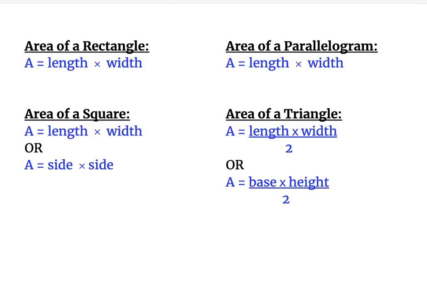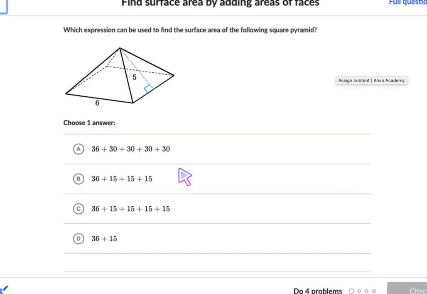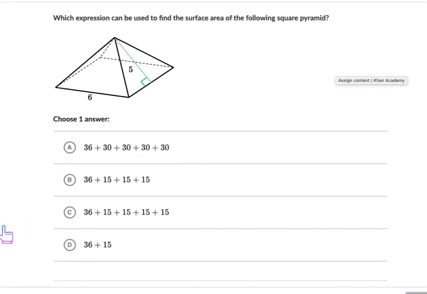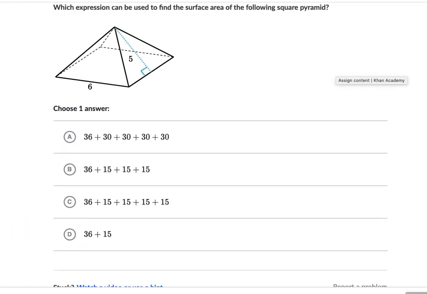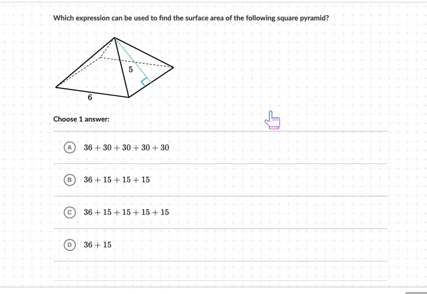Okay, let's do some problems then. So the first lesson is going to guide you a little. You're going to need to choose the best answer, best expression. It's going to help you a little bit. You can eliminate those that don't really make any sense. Go ahead and pause the video and try it on your own first.